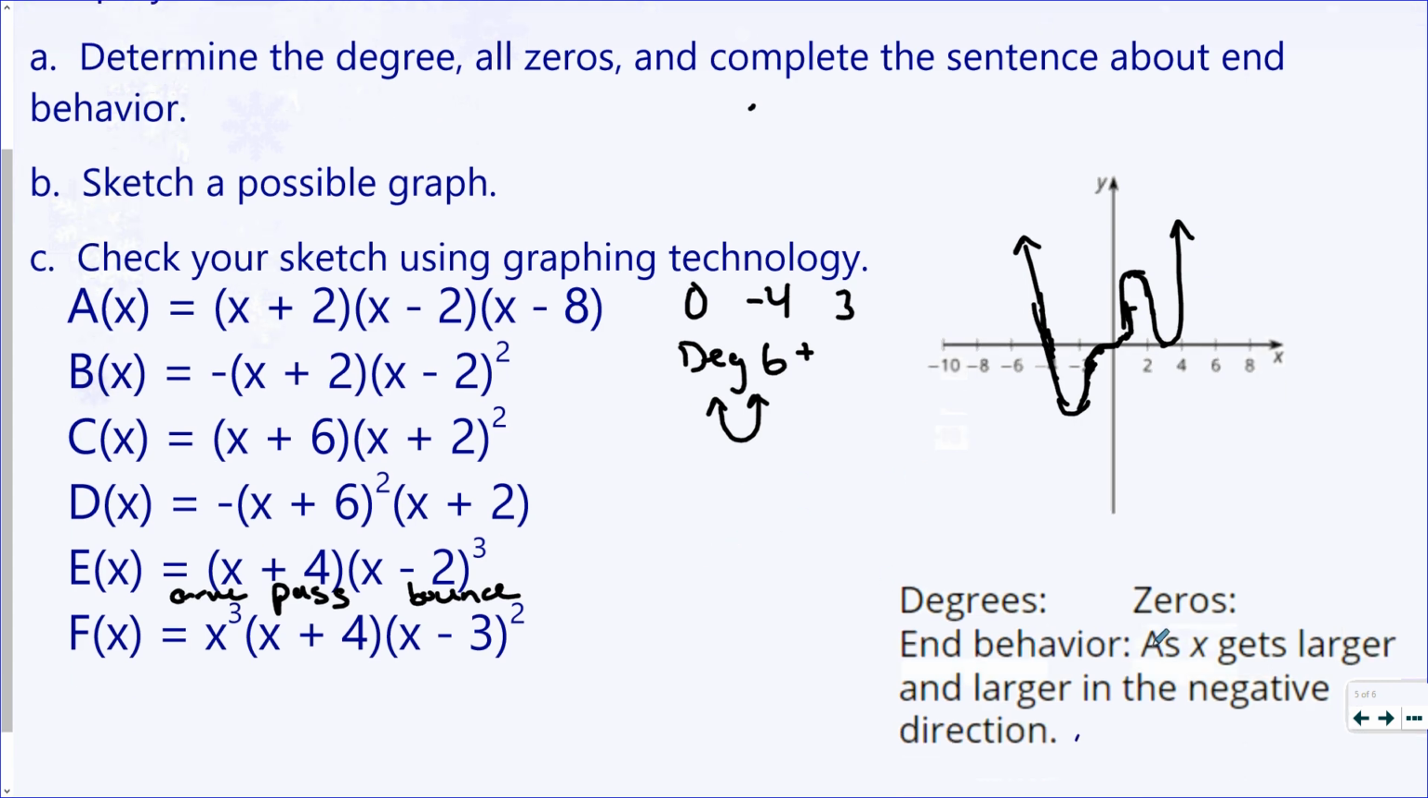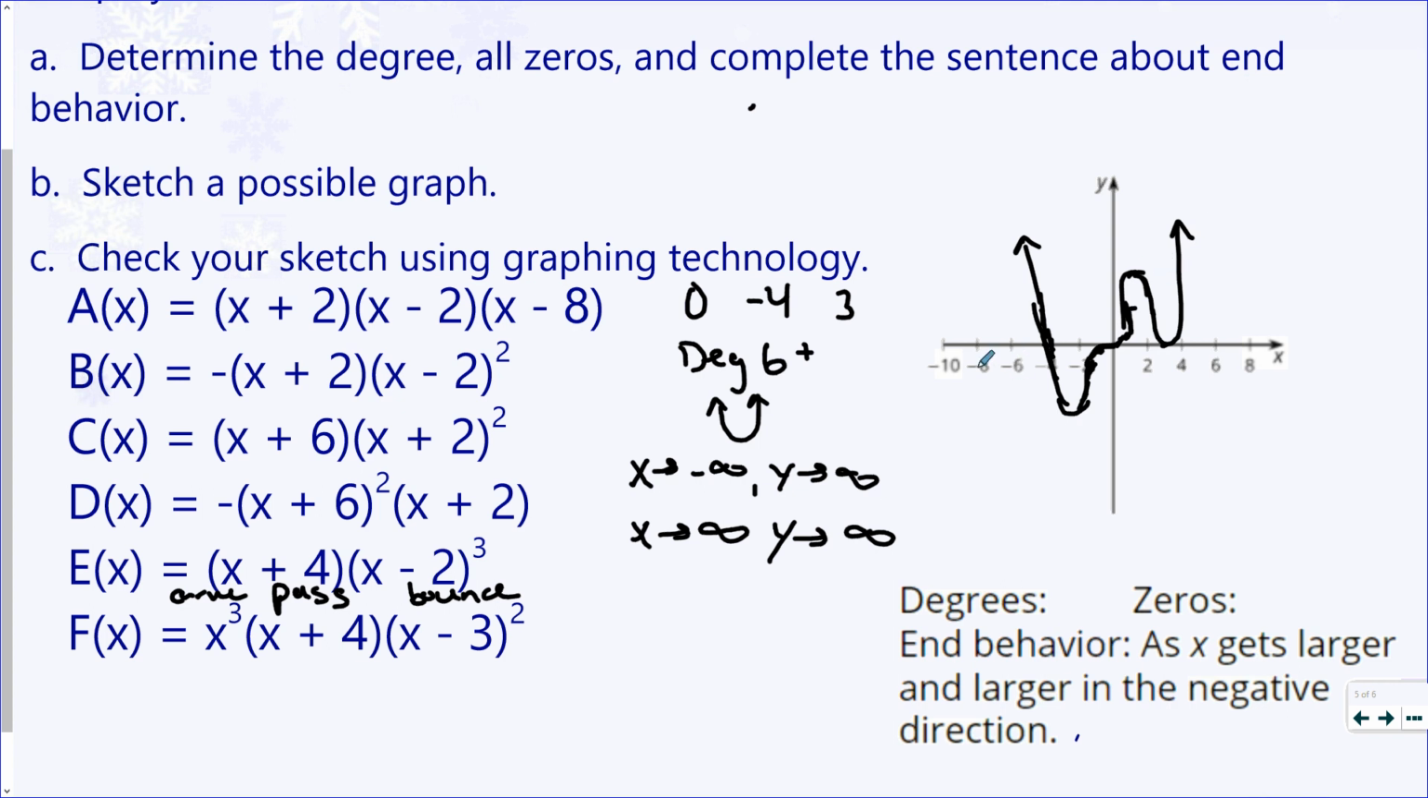Okay, so finally, as I did with the last one, it helps to be able to do your end behavior statements for this. You could write it out in words, but I tend to prefer to use the notation. So as x approaches negative infinity, y approaches infinity, and as x approaches positive infinity, y approaches positive infinity as well. Okay, and there you have it.